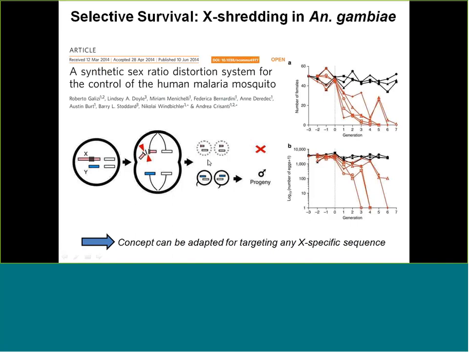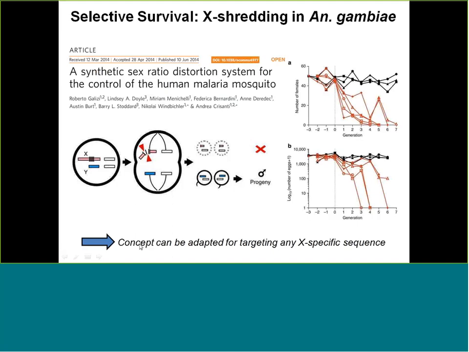Then when you have your sperm, the Y-bearing sperm are normal, while the X-bearing sperm, whose X chromosome has been destroyed, are non-viable. So if the X-bearing sperm fertilize an egg, nothing will hatch. And if the Y-bearing sperm fertilize an egg, you'll get males. This is actually quite successful, and this was done in a cage population. They were able to show that they could crash that population in short order.